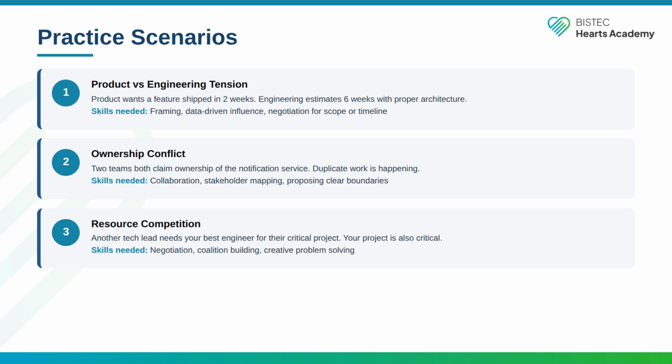Scenario 3. Resource competition. Another tech lead needs your best engineer for their critical project. Your project is also critical. This requires negotiation, coalition building, and creative problem solving. Can you share the engineer part-time? Can you stagger the timelines? Can you find an alternative resource? Avoid zero-sum thinking. The worst outcome is an escalation war where management decides. That usually means neither lead gets what they want.